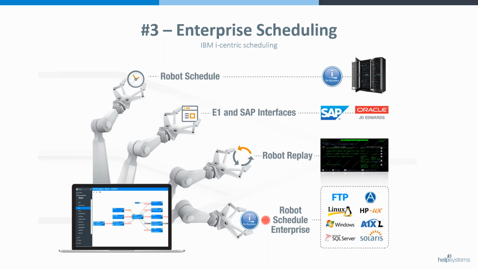IBM i runs for decades up and running. So really they shouldn't be, they're trying to come up with something. But running an IBM i centric schedule with Robot Schedule Enterprise is a very reliable way of going about it. And we can run all the scripts and things that you need to run over on the other platforms. So that's my take.